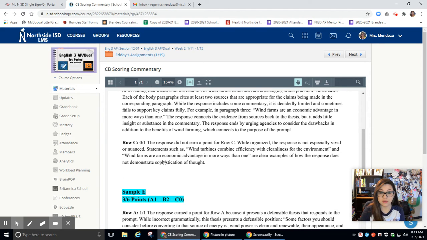Remember, that sophistication point is extremely rare. It is not something that you can just write more and get, okay? You have to show how the argument's nuanced, right? It's complex. There are multiple ways in which it could go. There are limitations, there are consequences.